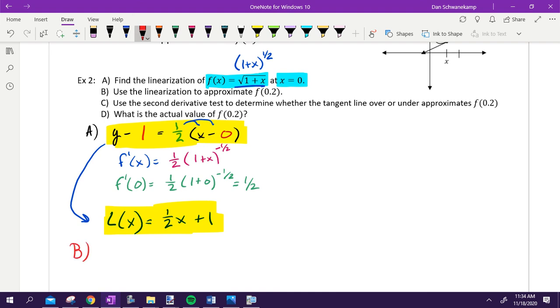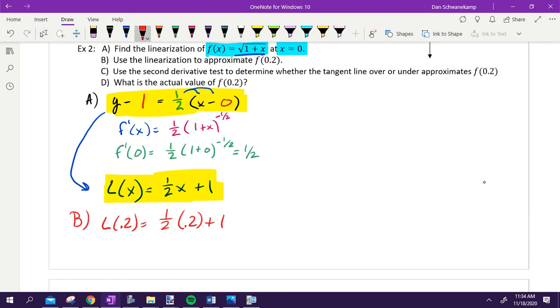Part B says use the linearization to approximate 0.2. What are we going to do to approximate 0.2? Plug it in. So we're finding the linearization at 0.2, otherwise known as plugging in 0.2. It doesn't matter which one you use. If you use my fancy new one, it's just going to be easy because everything's by itself. Or you could use the first one and do a tiny bit of baby math. 1/2 times 0.2. What's half of 0.2? 0.1 plus 1. It is 1.1. That is the linearization at 0.2, which means it's the approximation at 0.2. We approximated what our answer is. That's what we think it's going to be. That is not the real answer. That's getting us close to it.